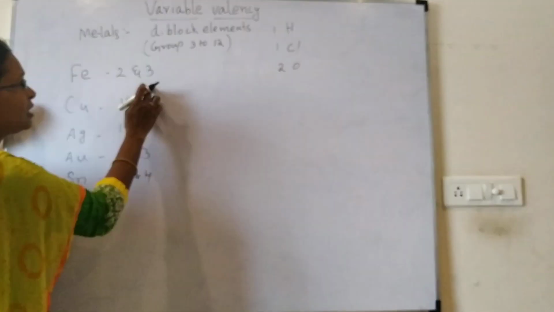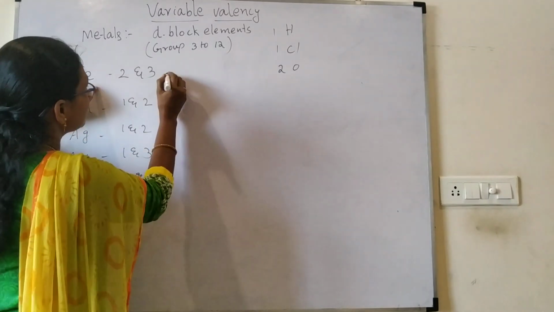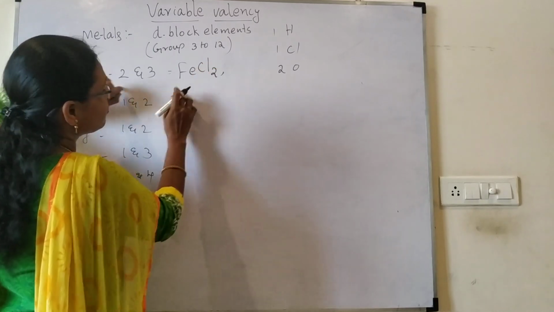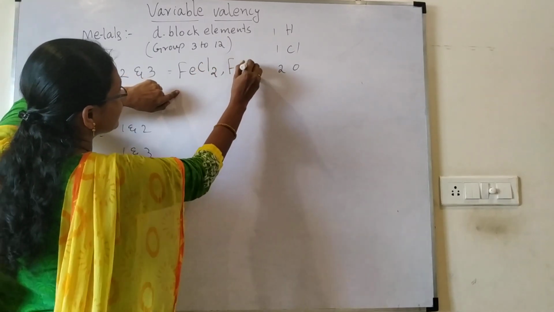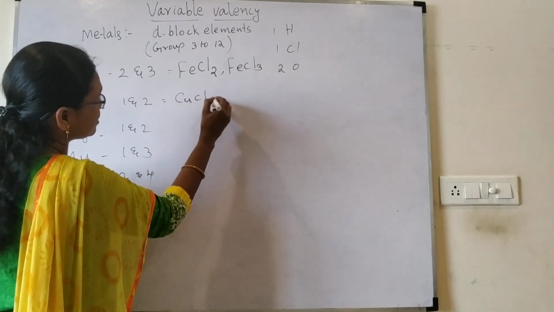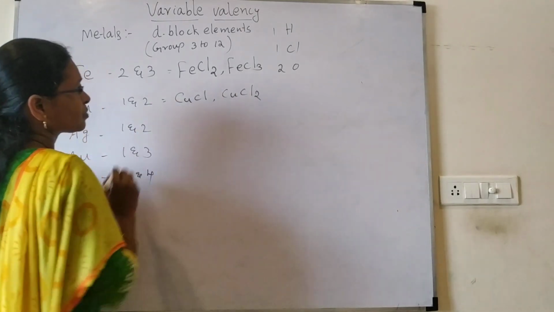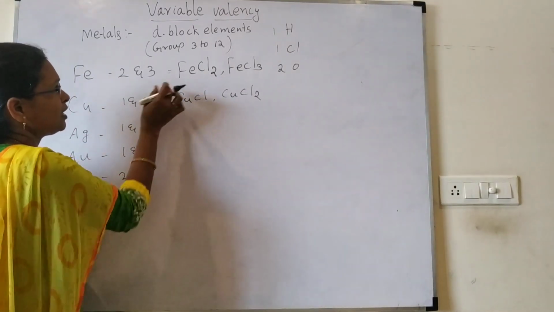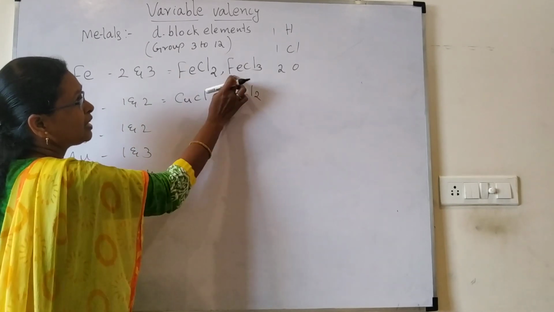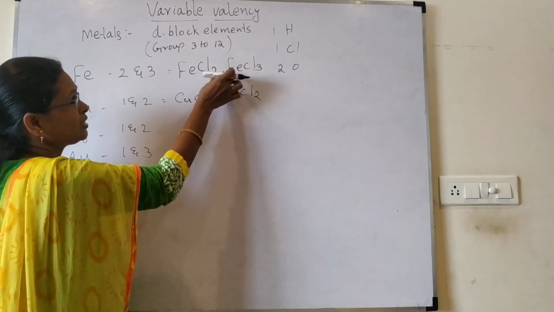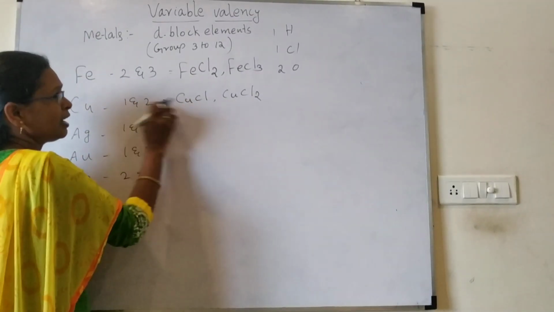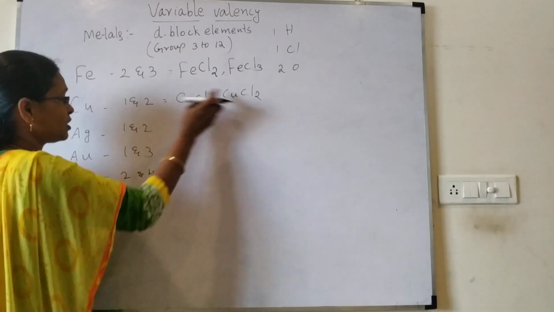So now here, I will show you with the chlorine atoms. Here 2 and 3. So FeCl2, ferrous chloride, and FeCl3, ferric chloride. And even copper, CuCl or CuCl2. So like this, 1 and 2. See here, 2 chlorine atoms are joined with the iron atom, and here 3 chlorine atoms are joined. So 2 and 3 are the variable valencies of iron. So 1 and 2 here, 1 chlorine atom and here 2 chlorine atoms. Atomicity of chlorine is 2.